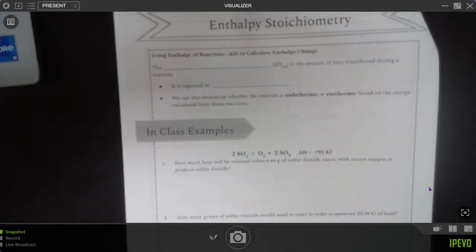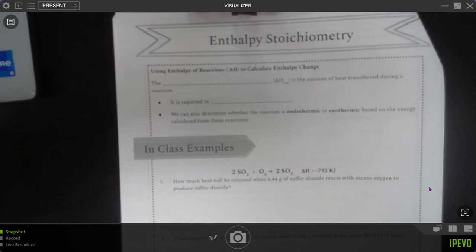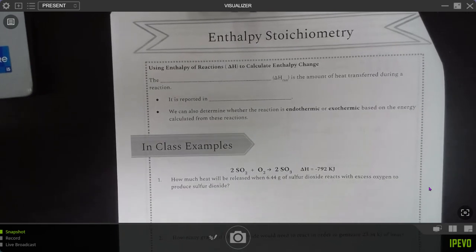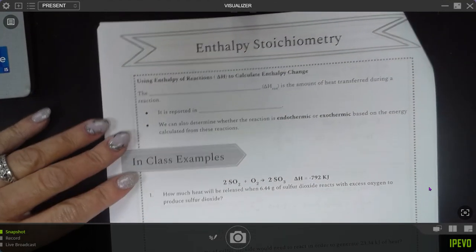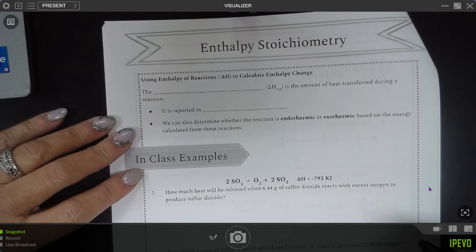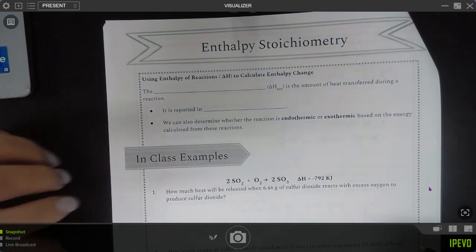All right, so let's see if we can get adjusted a little bit. There we go. Okay, so we've talked about stoichiometry, we've talked about limiting reactant, we've talked about just general mole conversions. Now we're going to take that and apply it to energy.